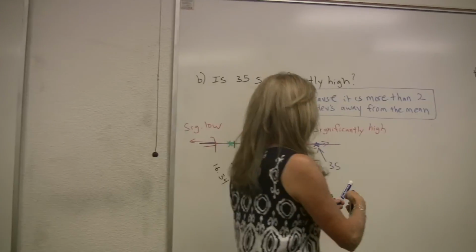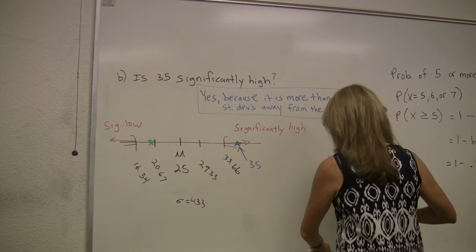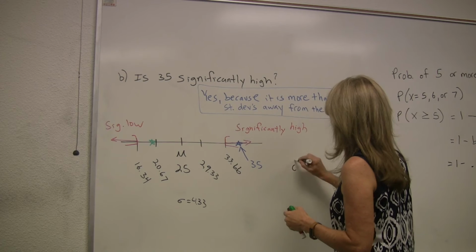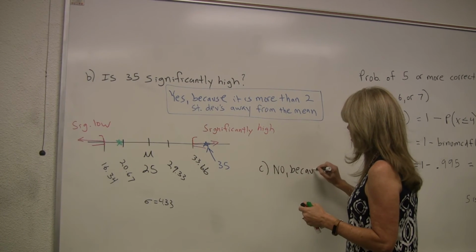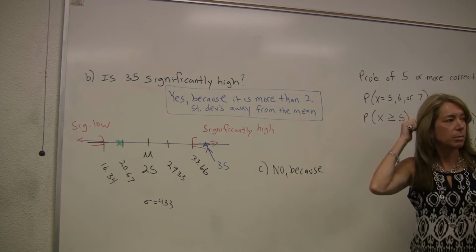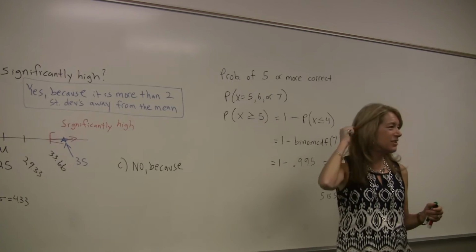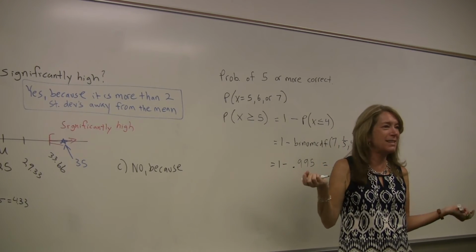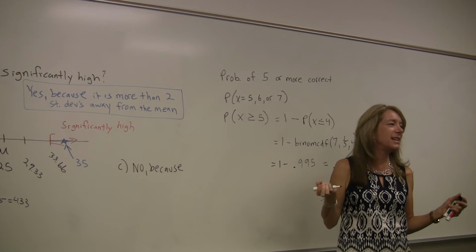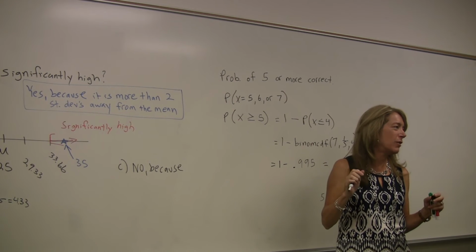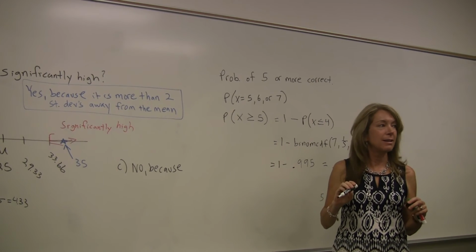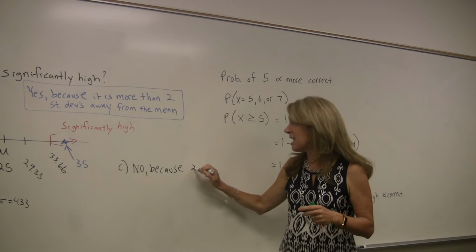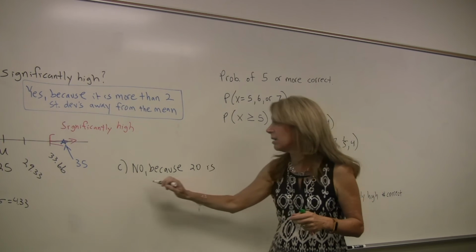So for part C, the answer is no, because, it doesn't ask for why, but I still want to put the why so we know why the answer is no. Because when you're looking at your notes later, you're going to know why the answer is no. And on an exam, I always ask for why to make sure I know what you're looking at. No, because it's only one standard deviation away. 20 is not 2 standard deviations away.